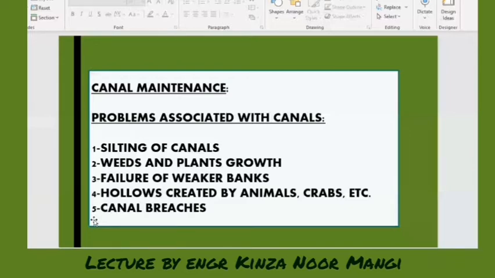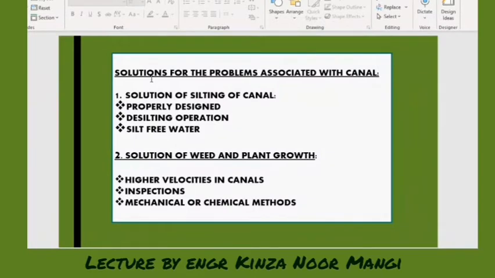So what are the solutions for these? Solutions for the problems associated with the canal. The first problem was silting of the canal. Now its solution: properly designed.